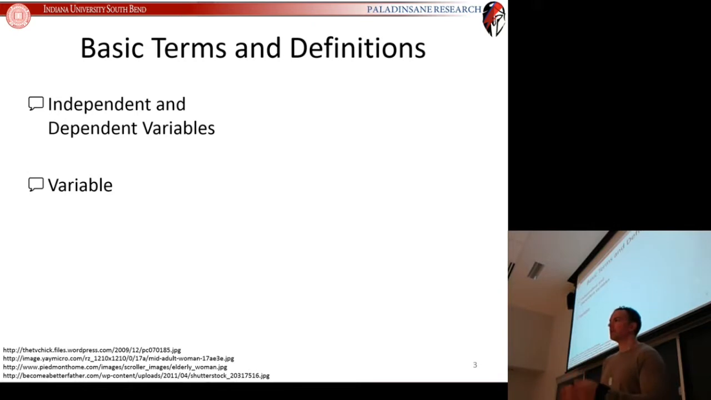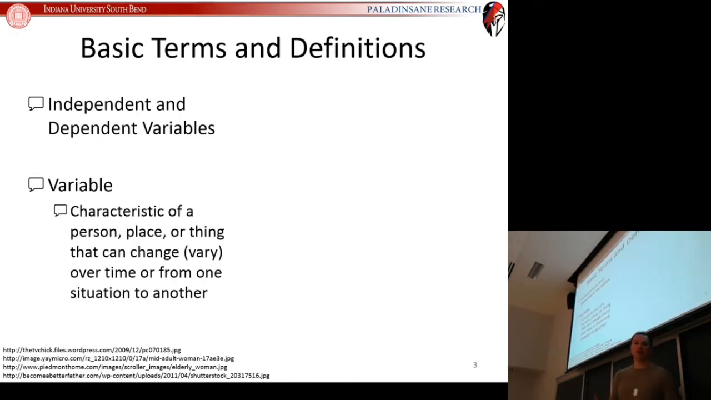So before we get into the distinction between independent and dependent variables, it's important to first off establish what is a variable. So a variable is any characteristic of a person, place, or thing that can change, that can basically vary. It's something that is able to be different in different situations. It's able to vary. It's a variable. So a variable is, again, something that can possibly change.